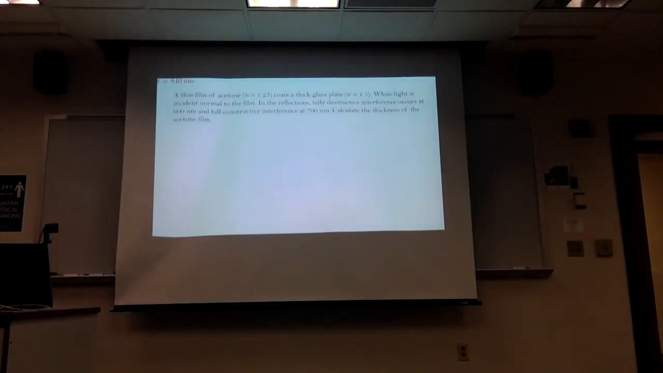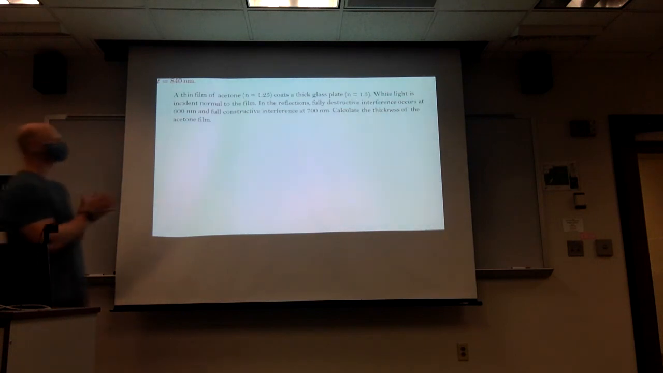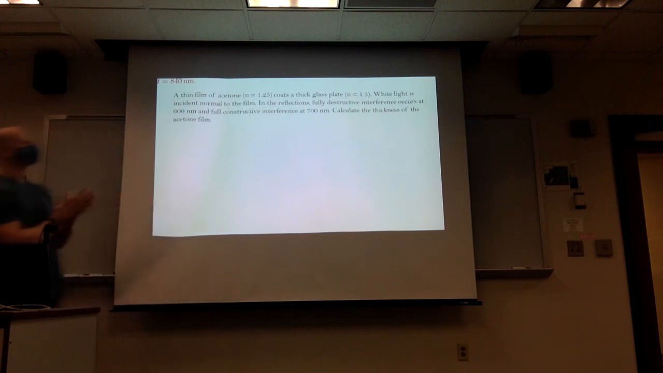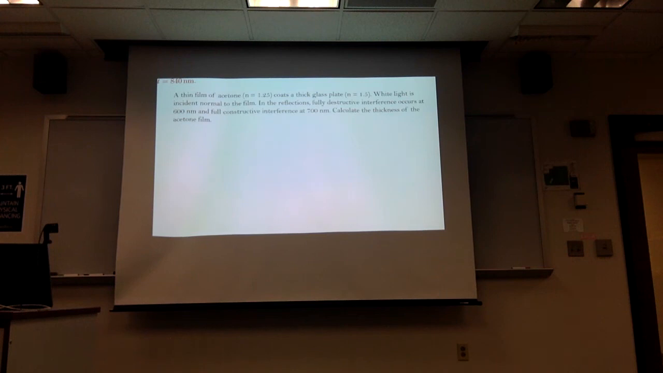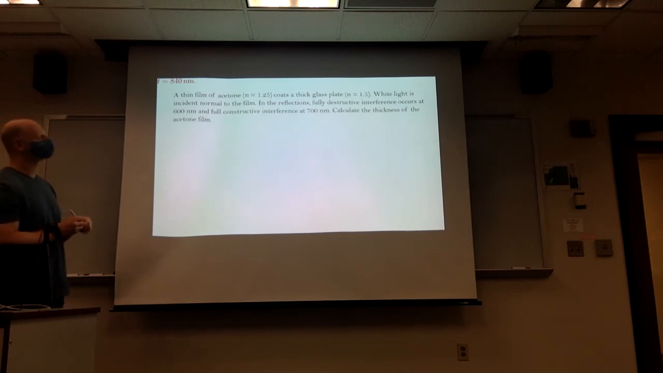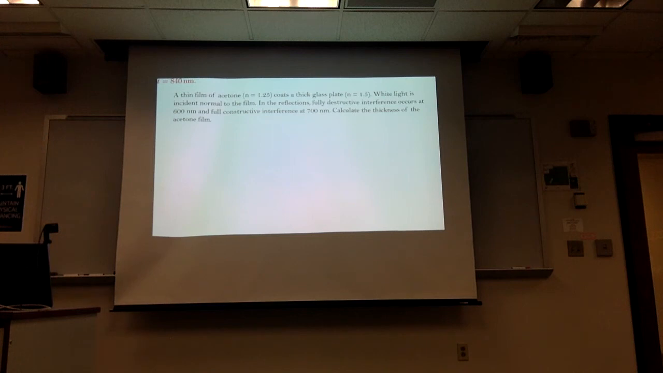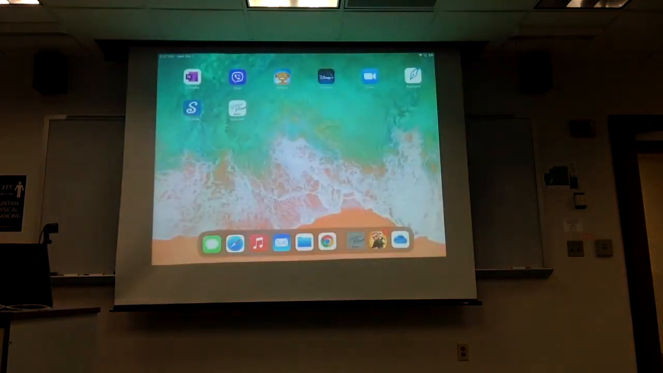So this says I have a thin film of acetone, which has a 1.25 index of refraction, coating a thick piece of glass, which has its own index of refraction of 1.5. White light is incident on the film. In the reflections, fully destructive interference occurs at 600 nanometers and fully constructive interference occurs at 700 nanometers. From this, we want to determine the thickness of the acetone. So okay, let's draw our picture.